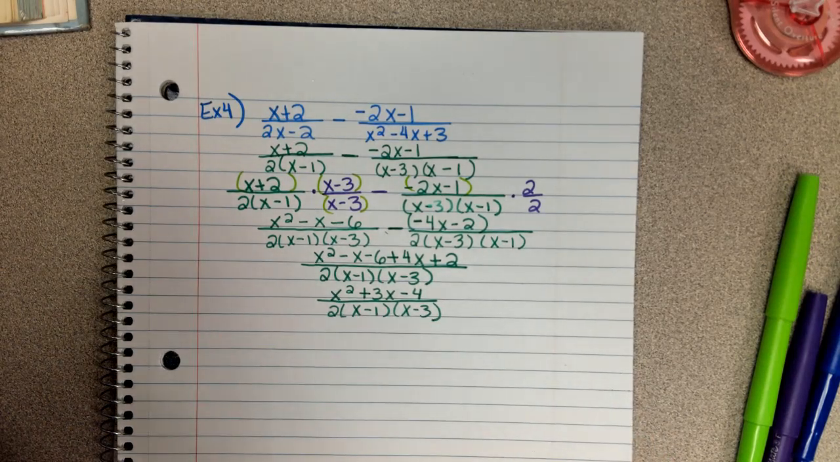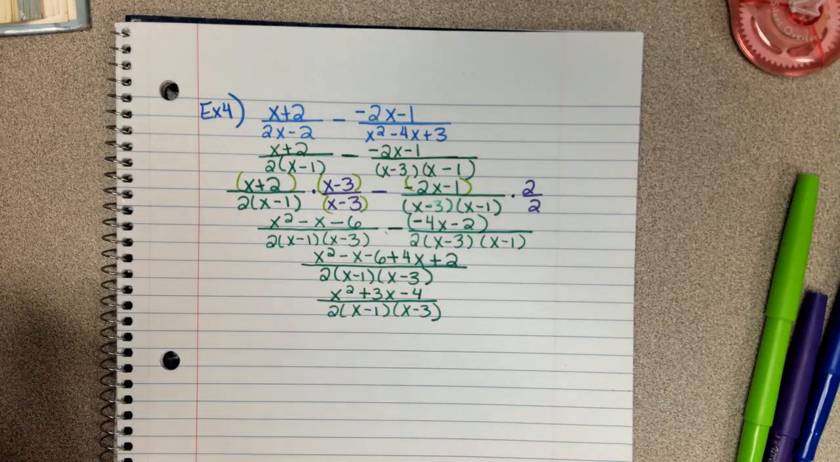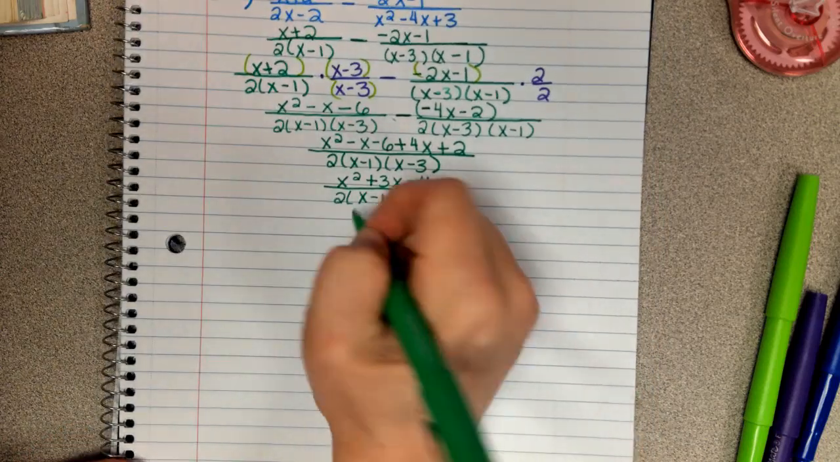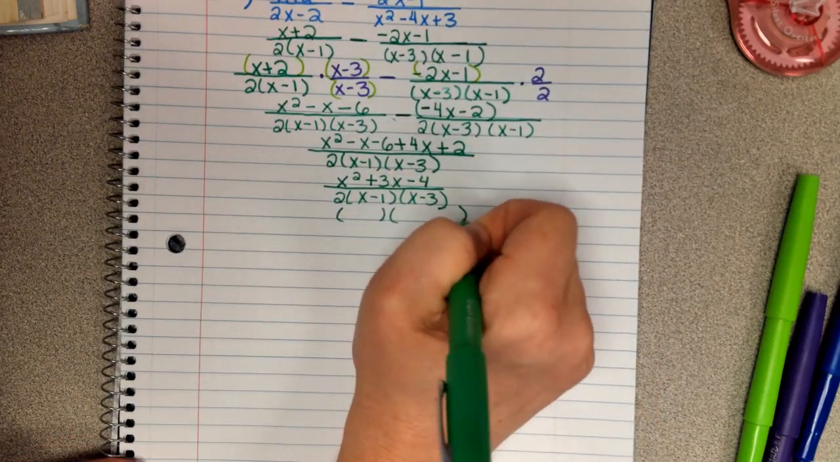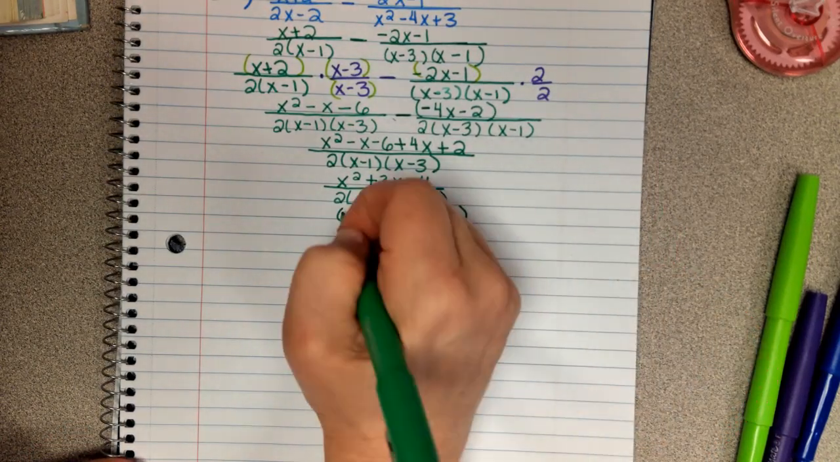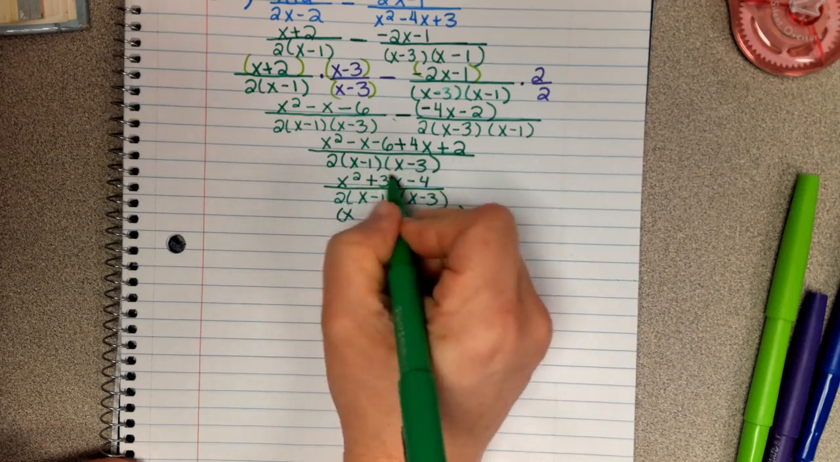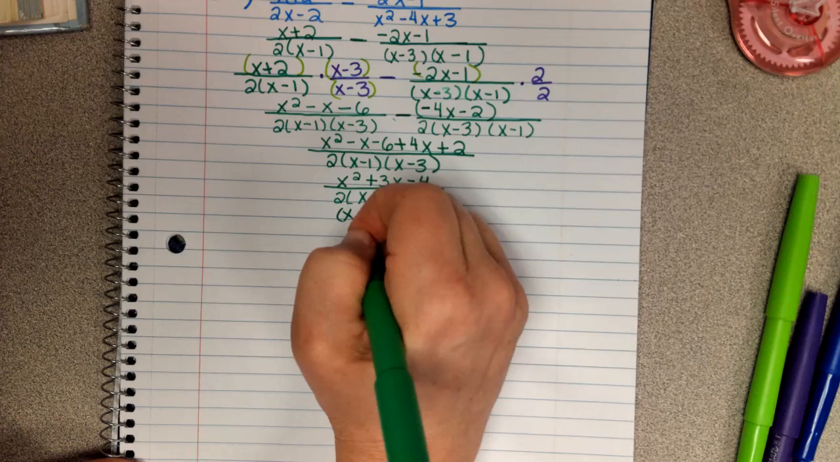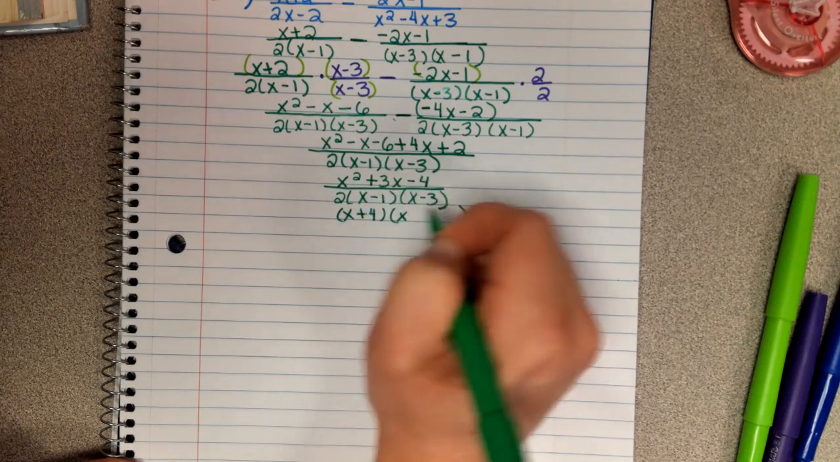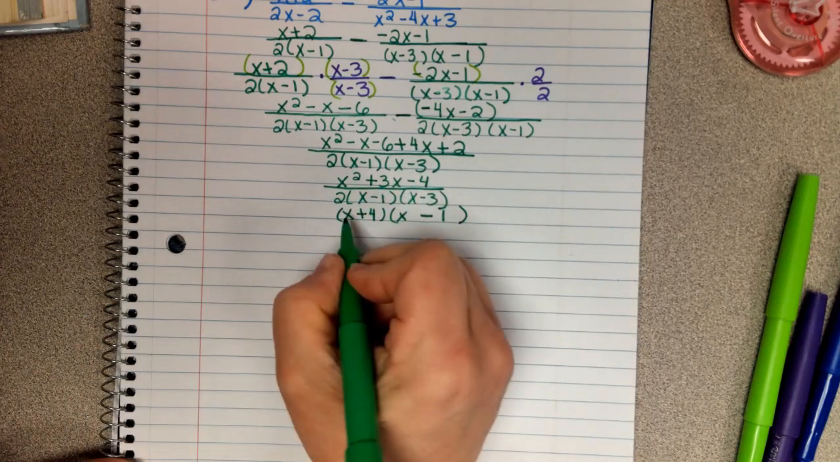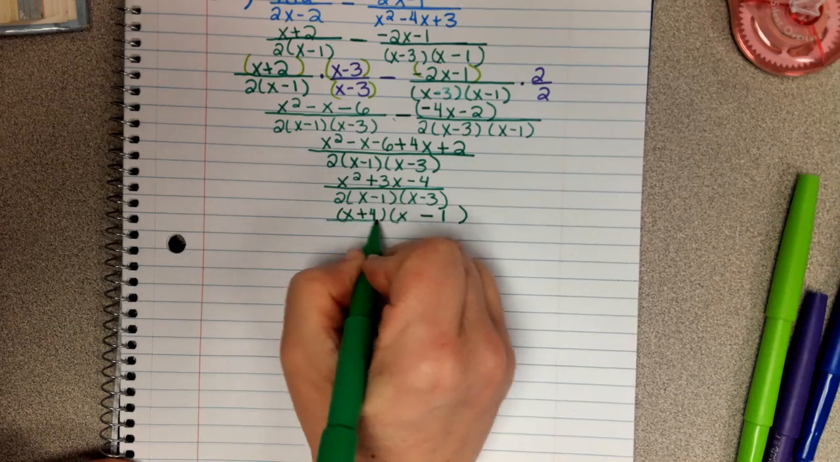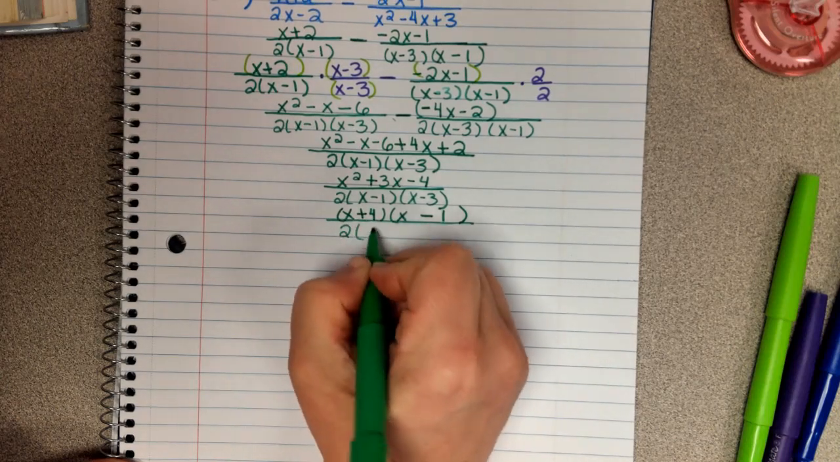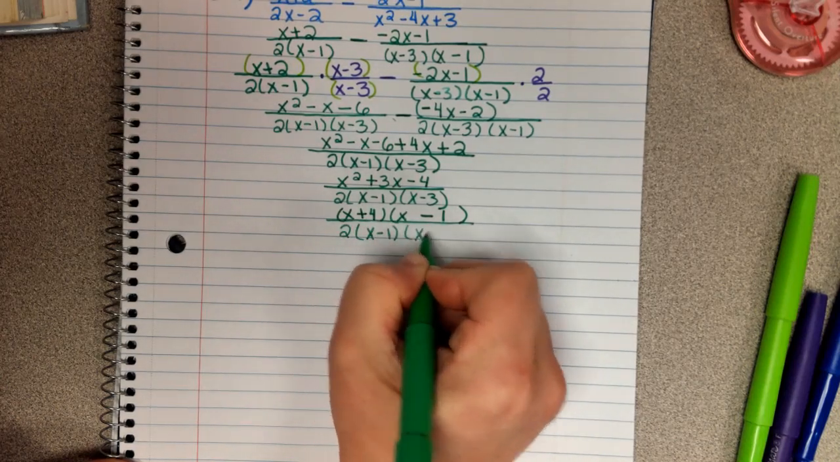Okay, I'm wondering if I can simplify this any more. There's no way for me to really know that unless I factor the numerator, so I'm going to go ahead and factor that numerator. So let's see. x times x is x squared. I need two numbers that multiply to give me negative 4 and add to give me 3. Ooh, you know what? If I do positive 4 and negative 1, that would give me the negative 4 and the positive 3. And that would be x plus 4 over 2 times x minus 1 times x minus 3.